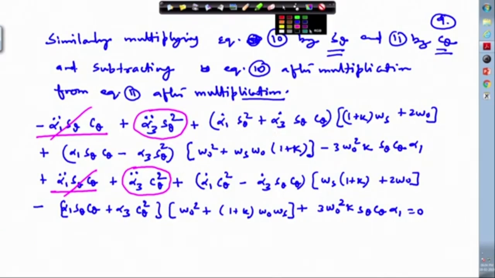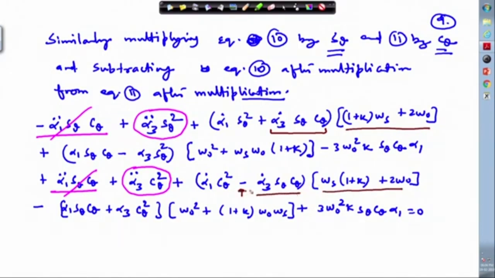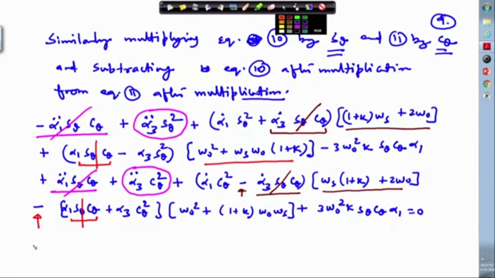So, here we have this term alpha 3 dot multiplied by this quantity, okay. And the same quantity appears here with a minus sign. Okay. So, this term and this term will drop out, they will cancel each other. Similarly, we have a term here which is multiplied by alpha 1 s theta c theta, and we look for this term here. So, here you see that before this there is a minus sign. So, this term and this term will drop out, and therefore, this equation can be simplified. So, if we add and simplify these equations, this gets reduced into this format: alpha 3 double dot, s theta square plus c theta square.